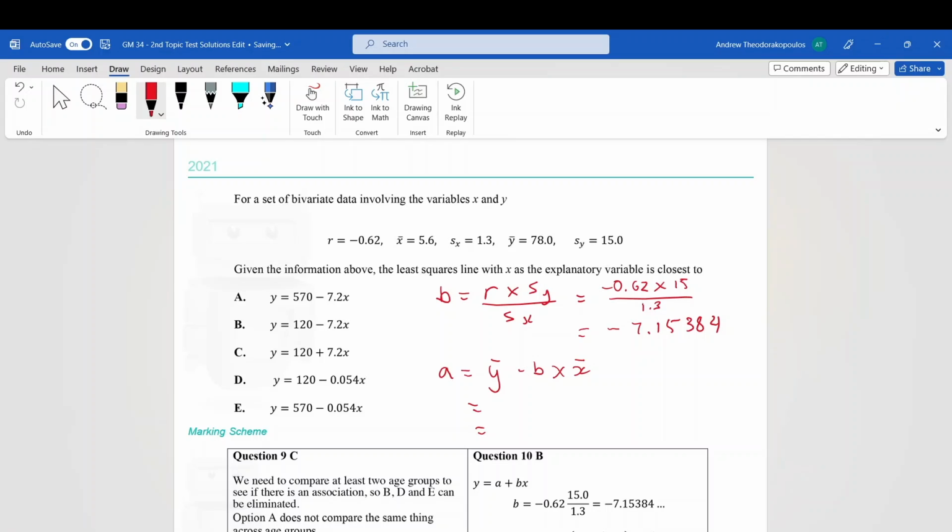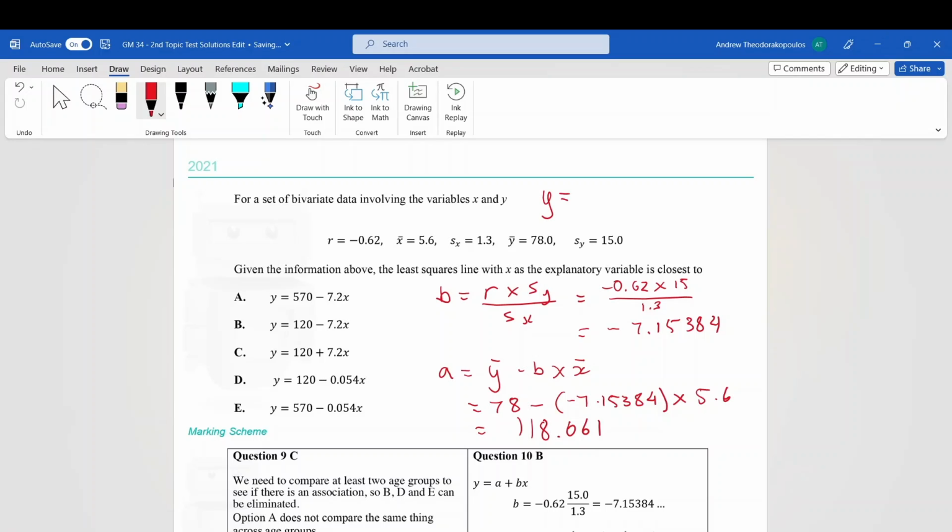Then using the intercept formula, we put in the correct numbers. So our y bar is 78, take away our b value that we just found. So take away a negative number. Make sure you include that in the bracket. And then times it by the x bar value, which is the mean of x. Times it by 5.6, and you should get 118.061.